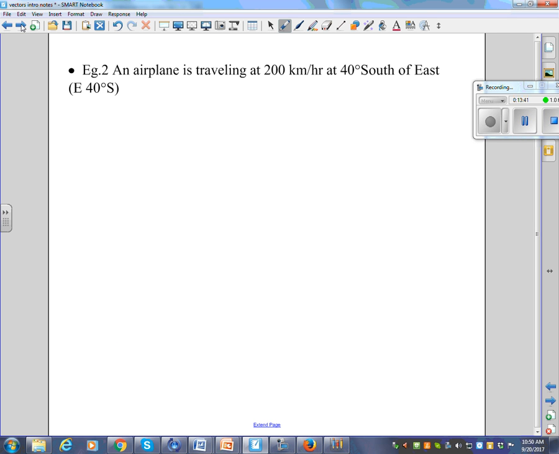Okay, here's where it starts to get hard. If you've been tuning out, going, yeah, well, whatever, it's not that hard. Here's where you got to start paying attention. An airplane is traveling at 200 kilometers an hour at 40 degrees south of east. Well, before we even get into that, let's just remind you that north is always up, and then we have east, south, west. Never eat soggy wieners. Little tip for you, right?